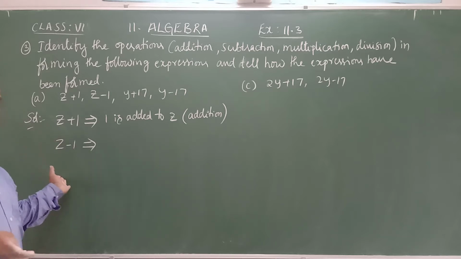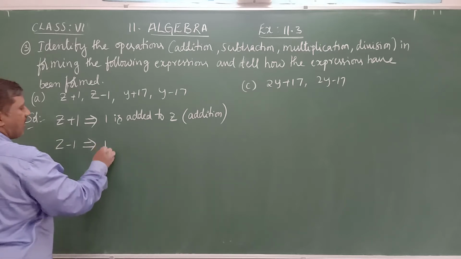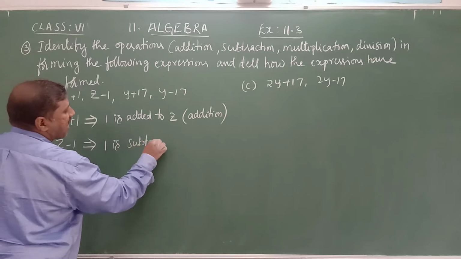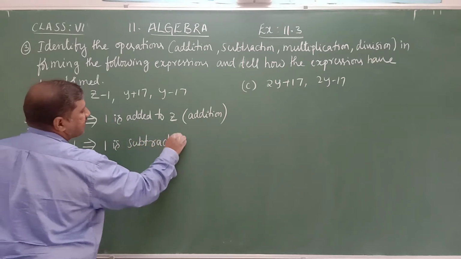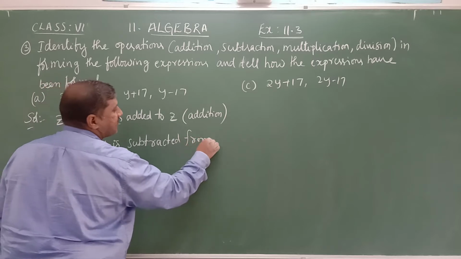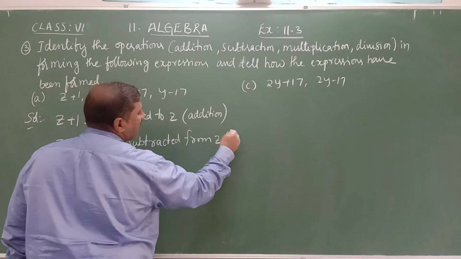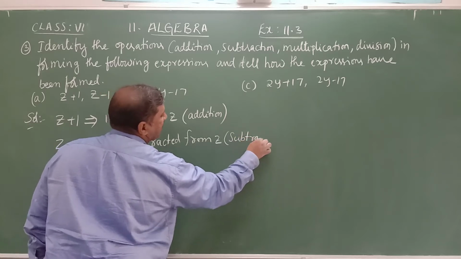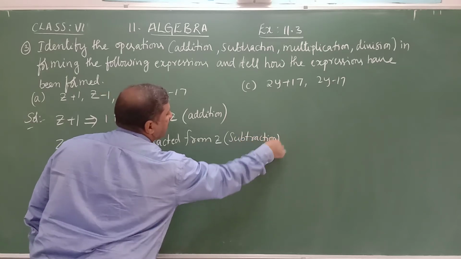1 is subtracted from z. So what is the arithmetic operation? Here it is subtraction.